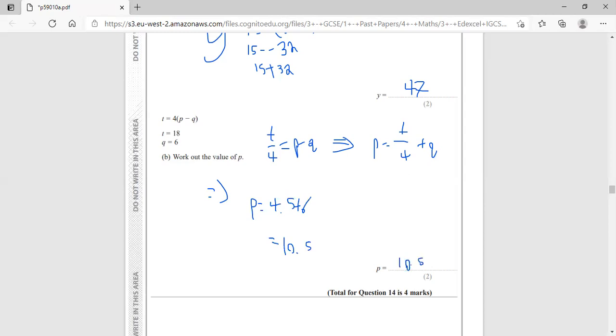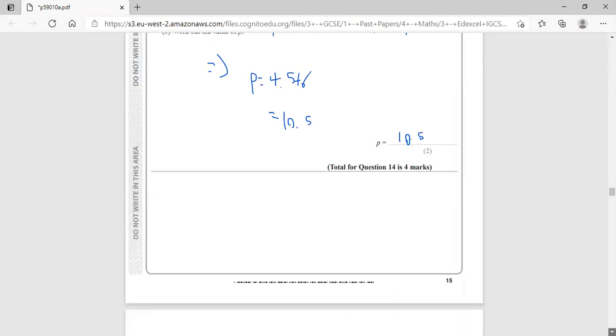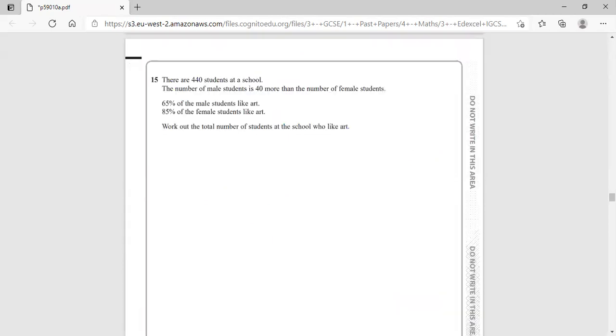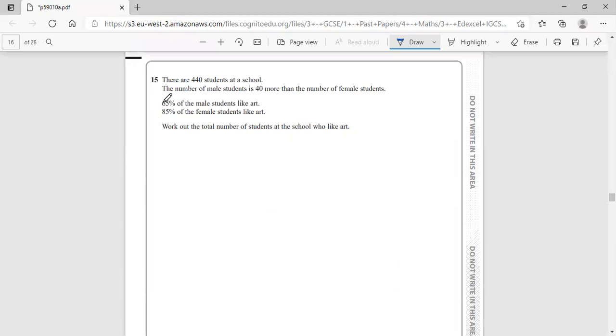Okay, now let's go on to the last question for this video. 15. There are 440 students at a school. The number of male students is 40 more than the number of female students. 65% of the male students like art, 85% of the female students like art. Work out the total number of students who like art.